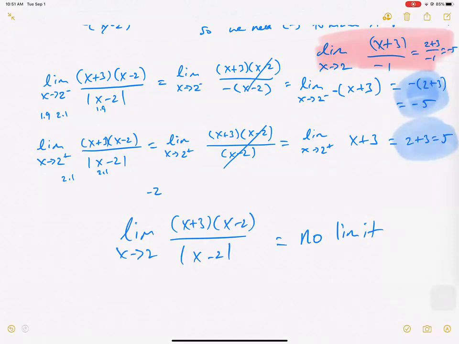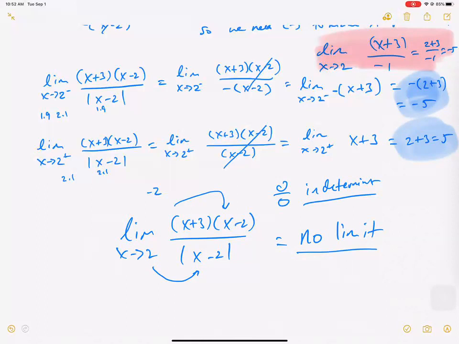When we first plugged in 2, we ended up with 0 over 0. This is indeterminate. That means we were unable to determine it. Not enough information. Come on, do some detective work here. We did our detective work, we did our due diligence, and turns out the answer is no limit, which is 100% okay to say.